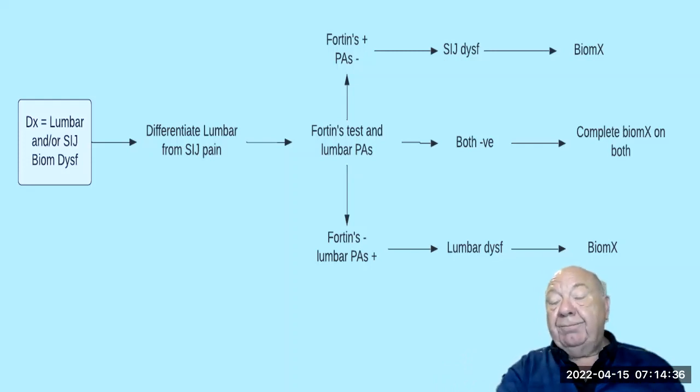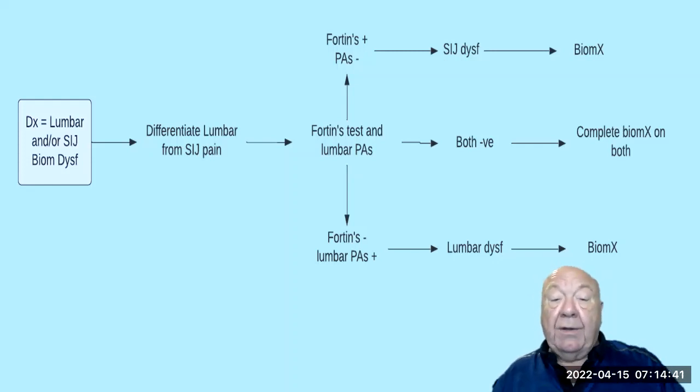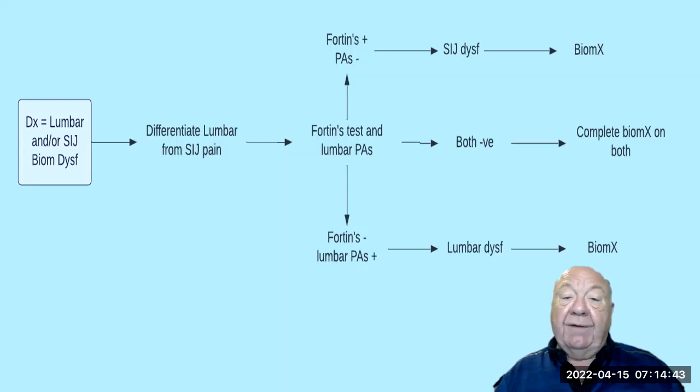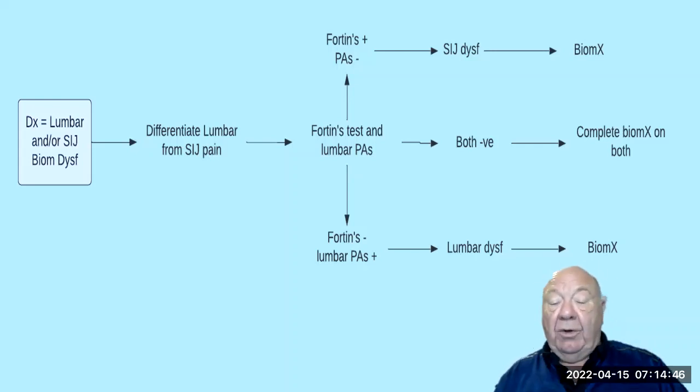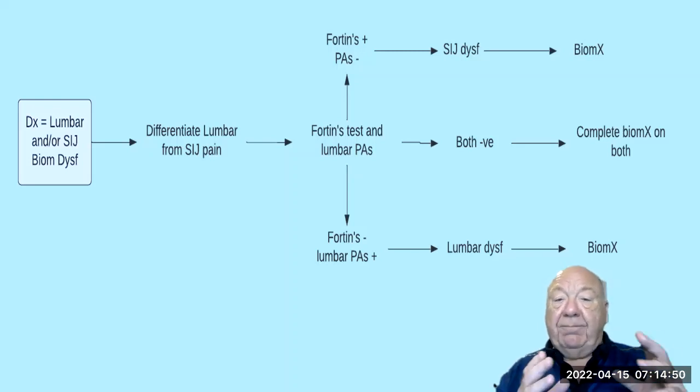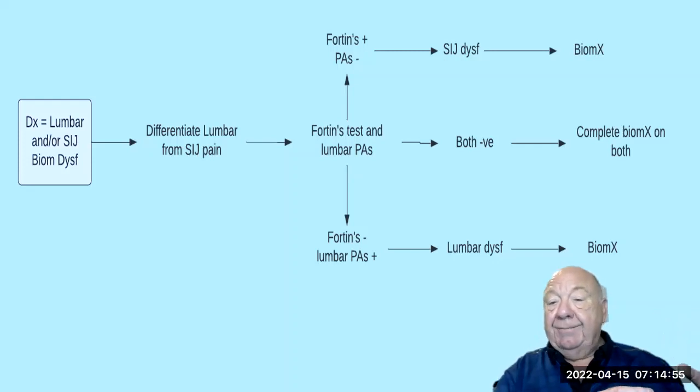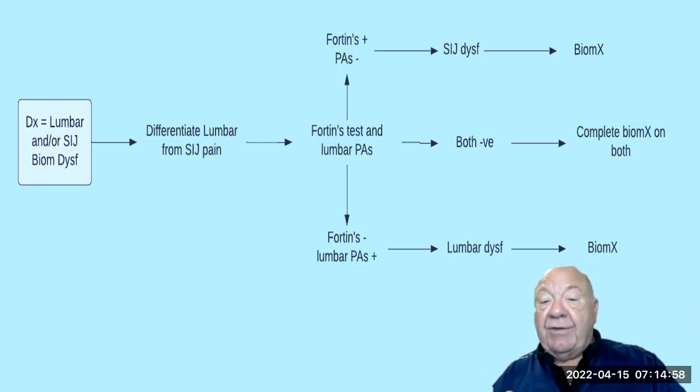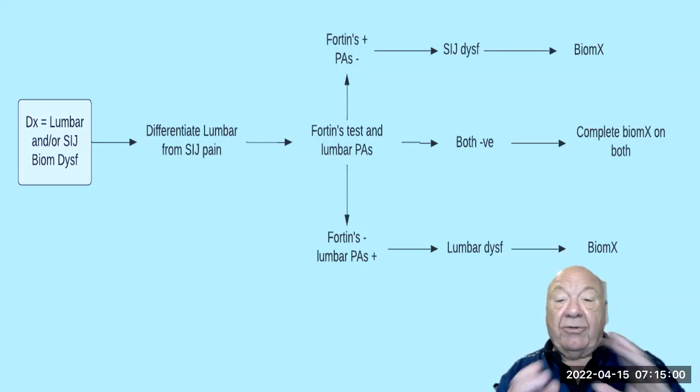So pain reproduction tests for the SI may well be quadrant testing of the hip. You can put enough stress through there. Fordin's test objective will also give you an idea that Fordin's is in trouble. So if both tests are negative, you've only got a couple of options here. Fordin's is insensitive, lumbar PAs are insensitive, which is going to be extremely rare, or neither of them in trouble. But then you may be looking at a visceral problem or something equally weird. Okay.